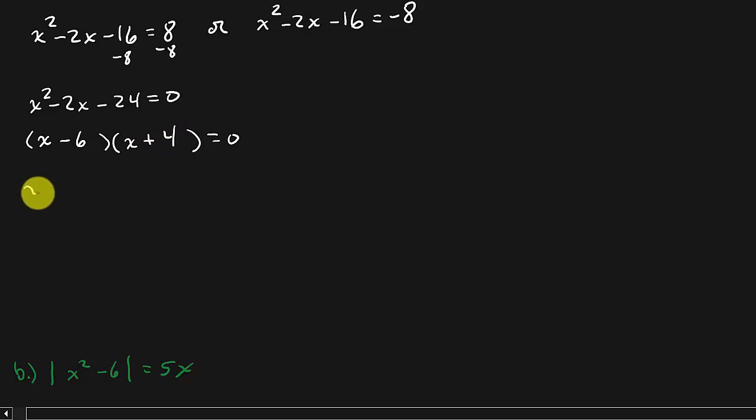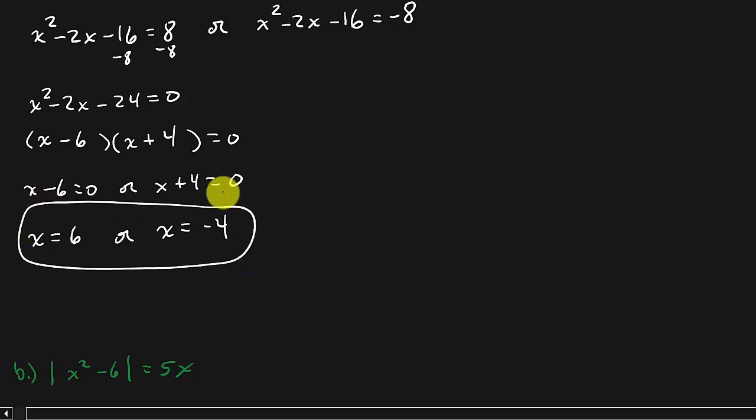Yep. So x minus 6 equals 0, or x plus 4 equals 0. So x equals 6, or x equals negative 4. There's two of the solutions. Now this one, let's add 8 to both sides.